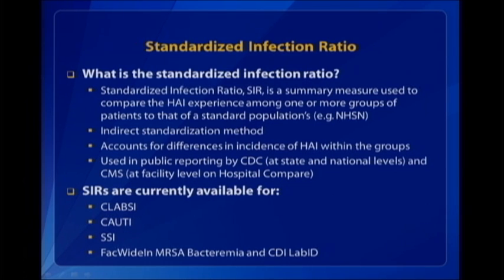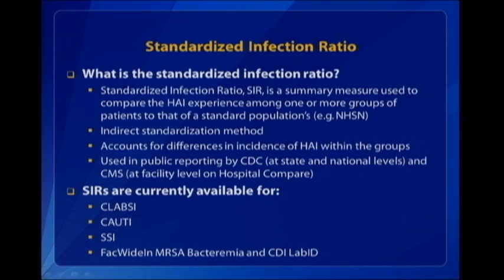So the SIR is a standardized infection ratio. We've been using it at CDC since I think about 2010. We started with CLABSI data and SSI data. We now use it for counties and for LabID events for specific types of those LabID events. It is a summary measure that is used to compare the HAI experience among one or more groups of patients to that of a standard population. And we consider the standard population to be NHSN in this case. It is an indirect standardization method, and it accounts for differences in incidence of HAI within groups. What that's getting at is that it is a risk-adjusted measure, okay? So it's not assuming that all patients are the same in all your different locations when we talk about counties, okay? It is going to be risk adjusted.